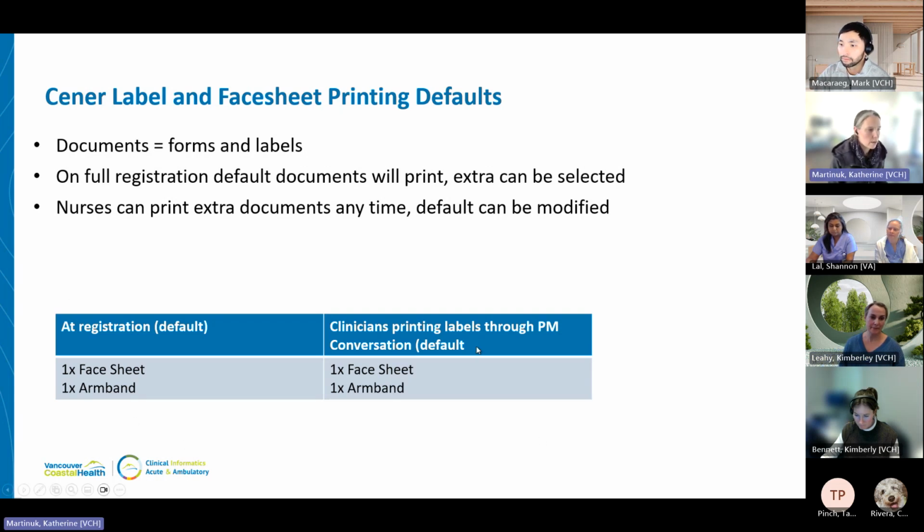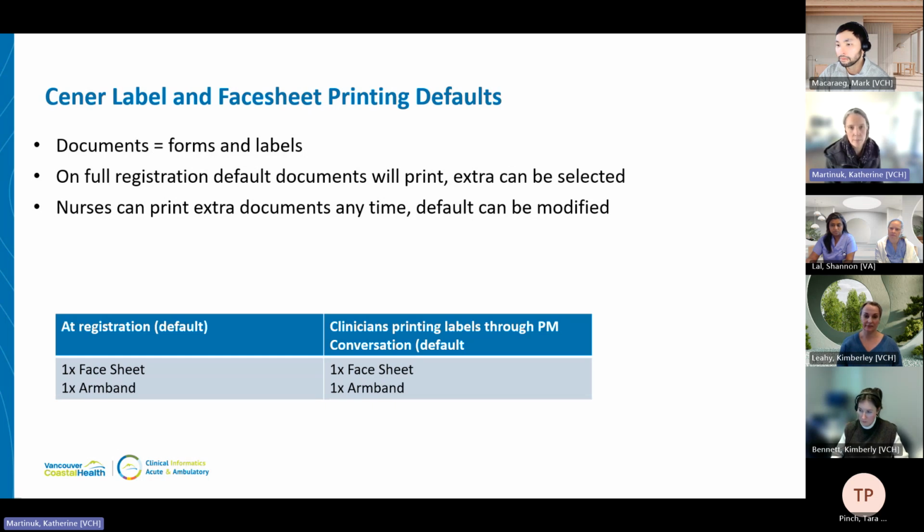Clinicians can also pop into PowerChart and generate documents as well. So if the face sheet goes missing or the armband gets destroyed, nurses can go into PowerChart and generate documents. We just need to set a default for what documents a nurse would want to make, and we're going to set it the same as when the patient registers. Nurses can always change that. You can pop in and say, actually I'd like to print some specimen labels, or I need 5 armbands or whatever. But those are the defaults we'll start you with.